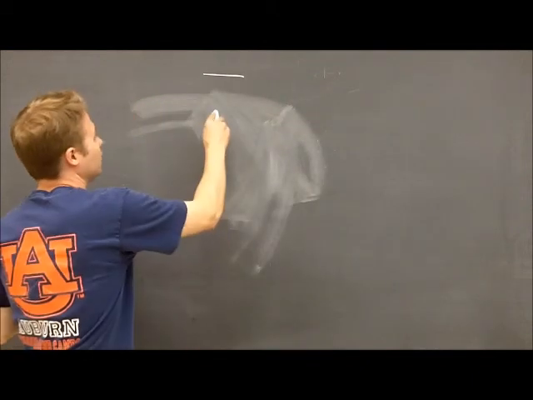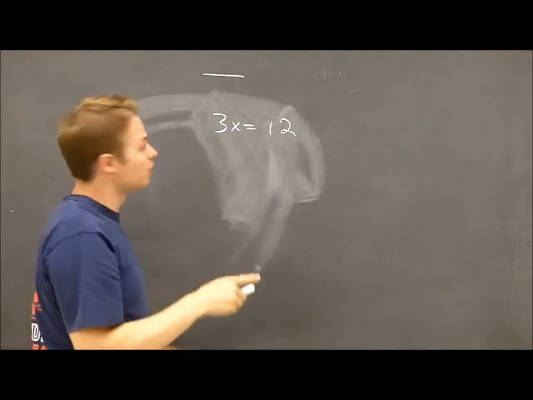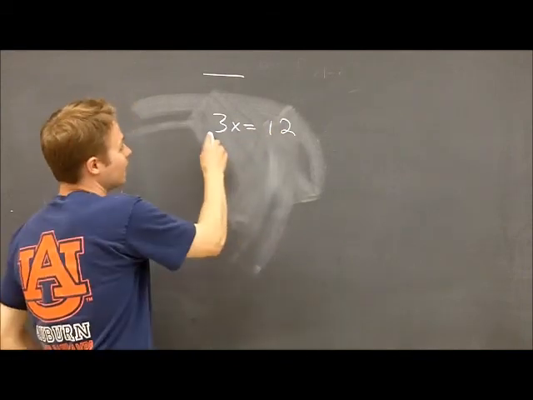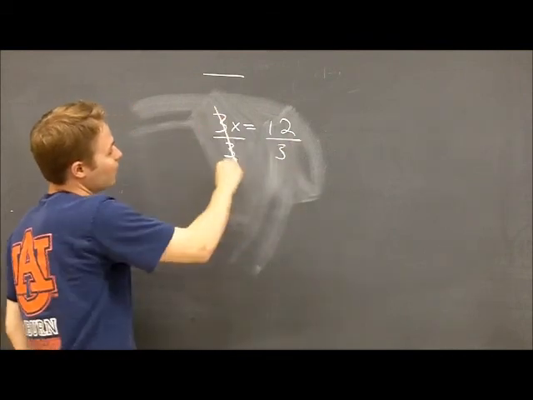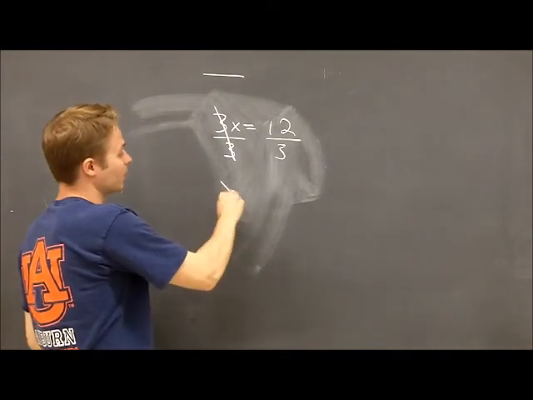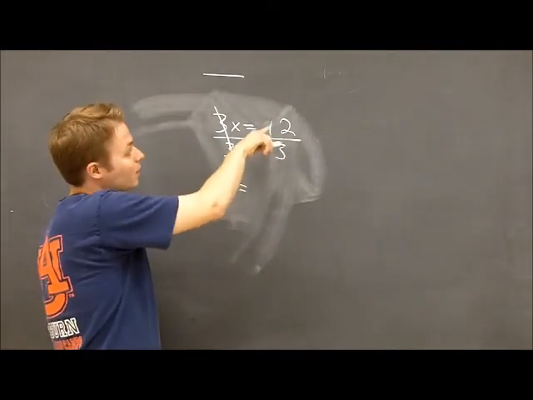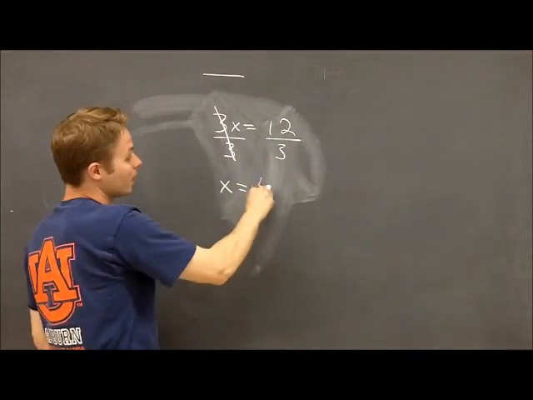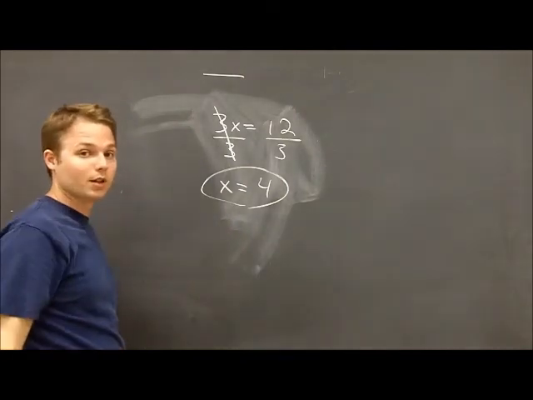In an expression like this, 3x is equal to 12, we can get the x by itself by dividing by 3. So if we divide 3x by 3, the 3's will cancel out, and we'll just be left with x. But of course, we have to do that to both sides of the equation. So we have to divide 12 by 3 as well. And 12 divided by 3 is 4. So we get our solution there.